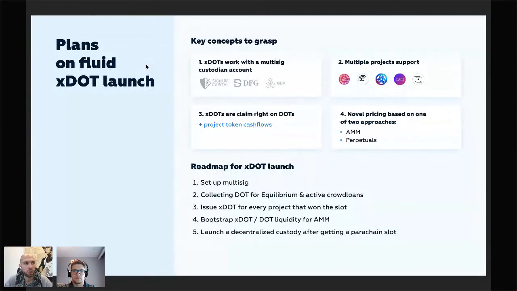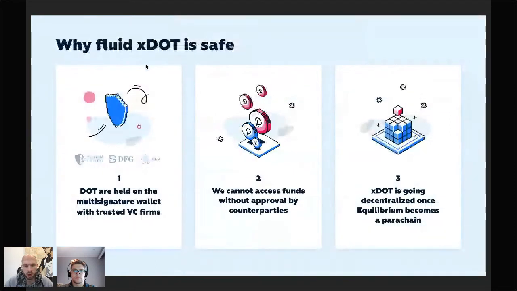then we're going to launch a decentralized custody after we get a slot on Polkadot, and the whole setup of xDOT will be pretty decentralized. But before we actually get the slots, the xDOT setup seems to be quite safe. I will explain why.